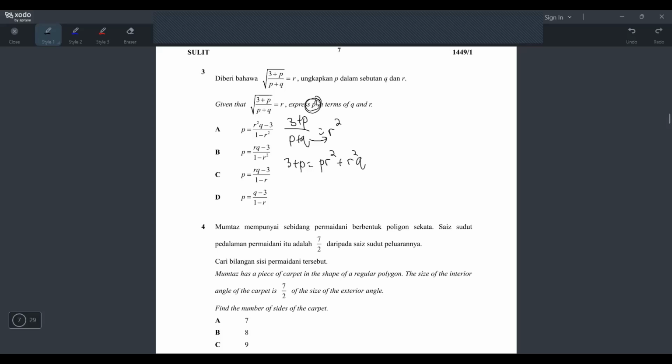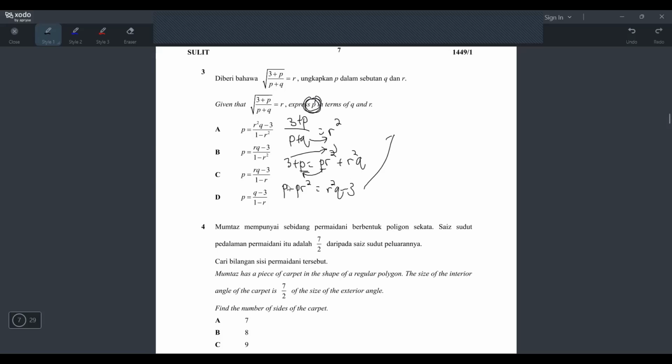I repeat one more time. If you want to find P, you have to letak yang ada P on one side, yang tak ada P on the other side. It means yang ada P on this one side. So this one ada P, this one ada P, they have to be on the same side. So the plus P R square, I'll move it here, become minus P R square. And then yang tak ada P, I put it on the other side. So R square Q, I will leave it here. And then the 3, dia tak ada P, I move it. So it becomes minus 3 here, right?